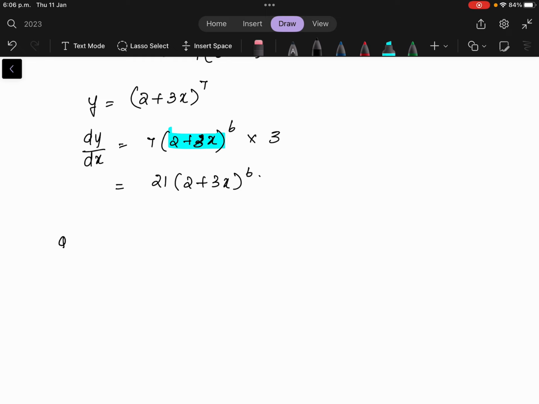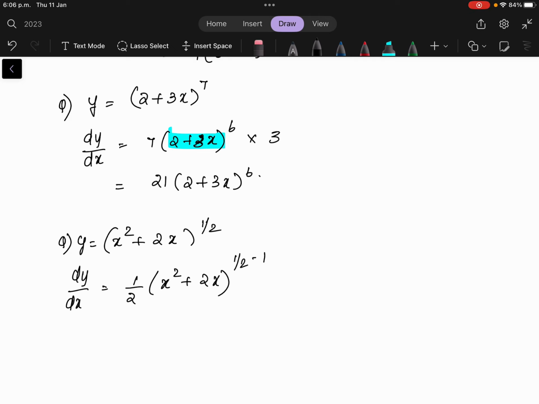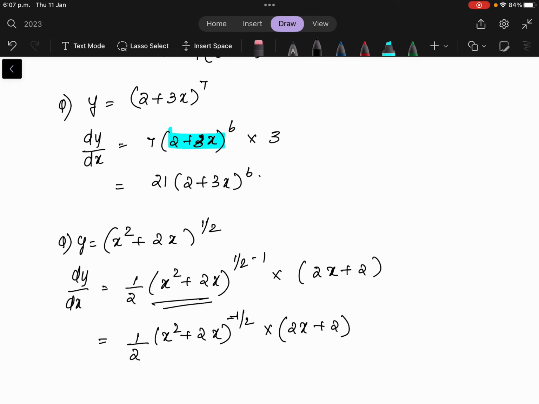Okay, how will you do this question? y is equal to (x square plus 2x) to the power of 1 over 2. dy by dx is equal to 1 over 2 times (x square plus 2x) to the power of 1 over 2 minus 1. And then since this is not x, you differentiate that again. So it is 2x plus 2. Then you have 1 over 2 times (x square plus 2x) to the power of minus 1 over 2 times (2x plus 2). You can simplify this further if you want. I'm just showing you the methods, and then you can proceed further with that.